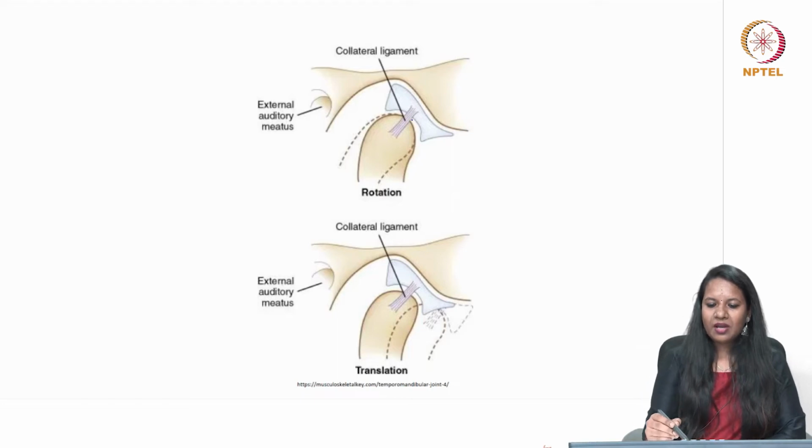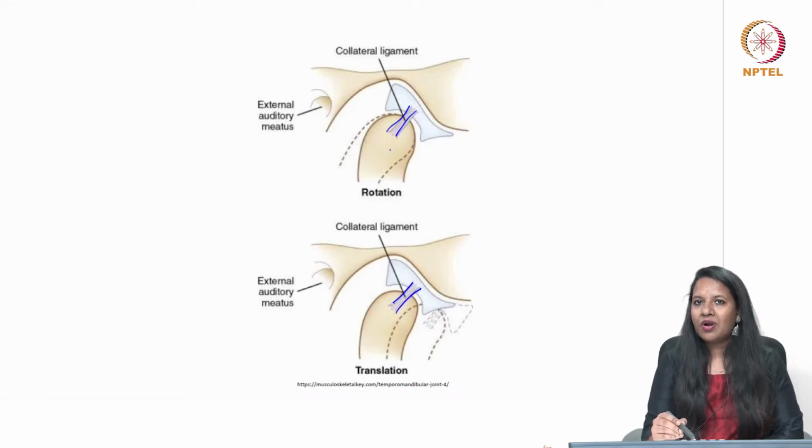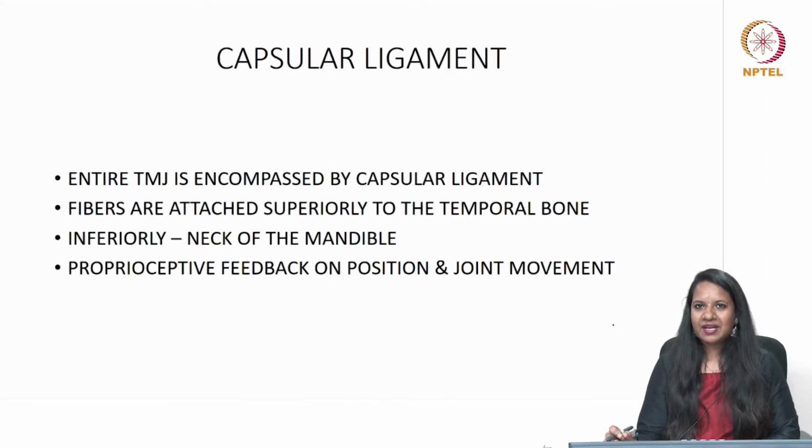So, this is the collateral ligament which is being attached, which will inhibit the separation of the disc from that of the condyle during protrusive movements. Then comes the capsular ligament. The entire TMJ is encompassed by the capsular ligament.